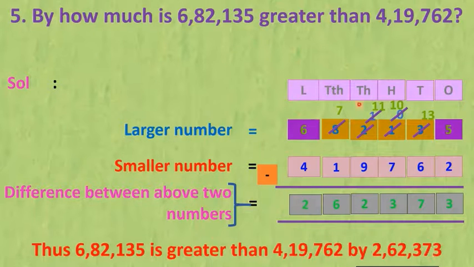Plus, 6,82,135 is greater than 4,19,762 by 2,62,373. Yes, Nana?